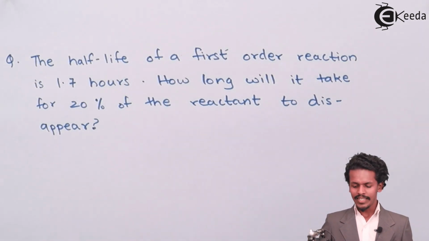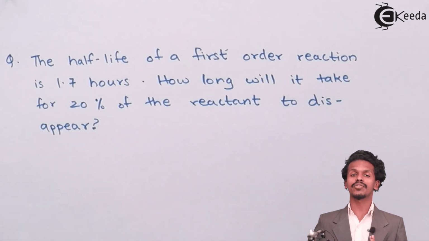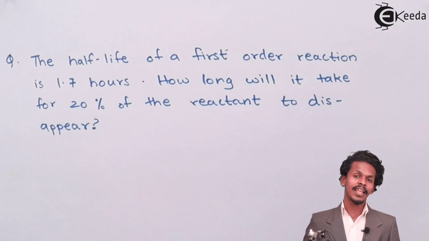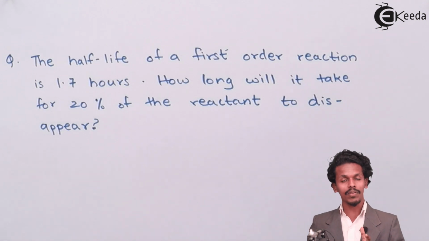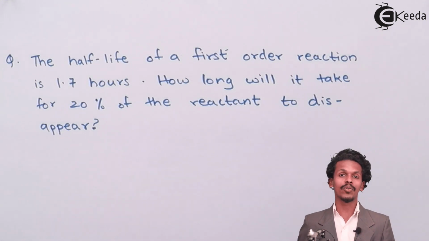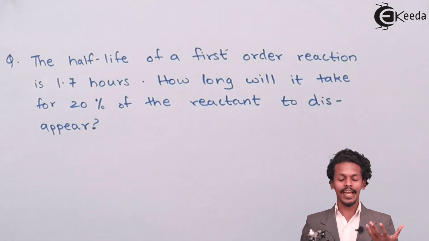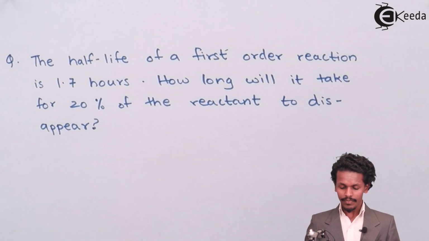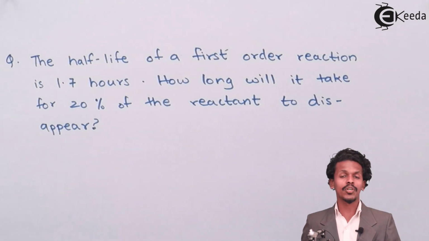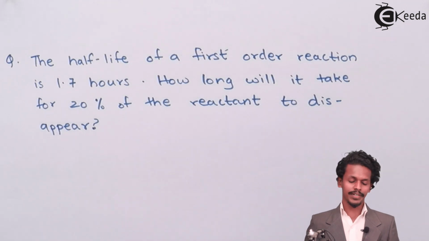So first of all, since the half-life has been mentioned, from the half-life we can extract the value of K, and this K, that is the rate constant, we can use to determine the value of time which would convert the 100% of the reactant to give 20% of the reactant that has disappeared. So let us see how we can solve it.